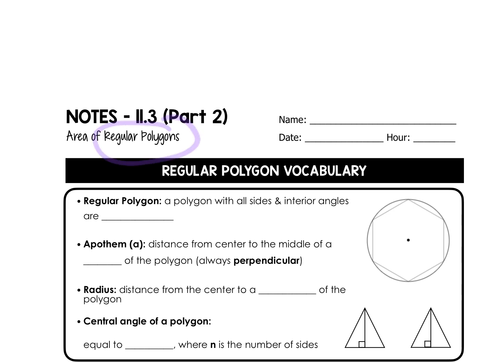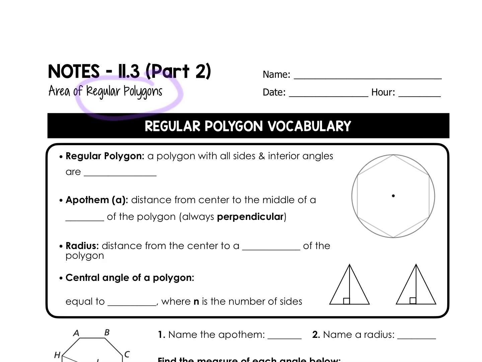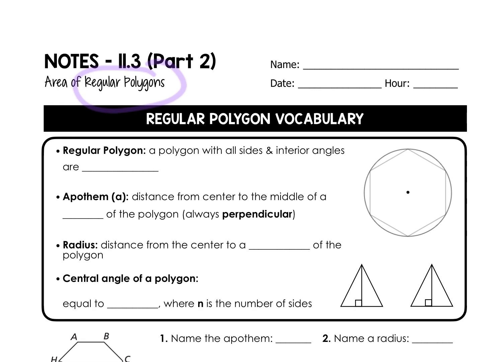So the first thing on here is just a box containing some vocabulary that will be important to you. Just a reminder of what a regular polygon is. A regular polygon is a polygon with all sides and interior angles equal. So this should say equal. Here we see a regular polygon inside of a circle, just to help us understand some of the vocab a little bit more.